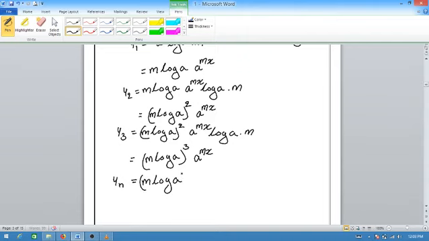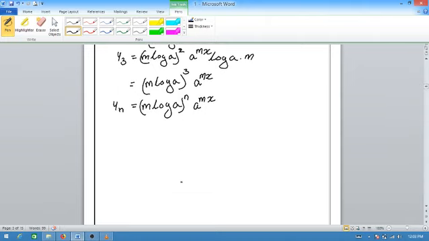So y1 contains m into log a raised to 1. y2 is m into log a whole square. y3 is m into log a whole cube. So therefore yn is m into log a whole raised to n into a raised to mx. So this is the nth derivative for a raised to mx.